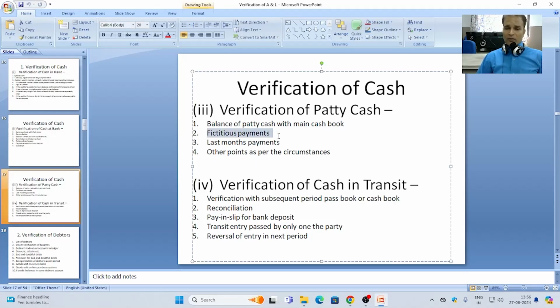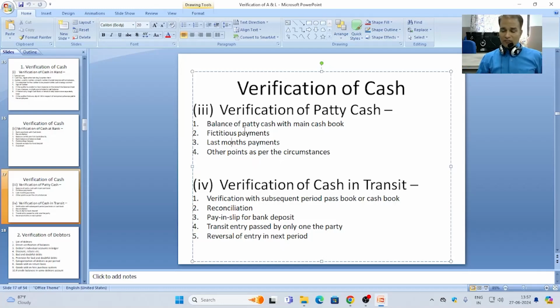He has to be very careful about fictitious payments, since a petty cashier may think that, being small amounts, they are not so important and use them for fictitious payments. The auditor is required to very carefully check the petty cash book in the last days of the month or the last month of the accounting period, because these are the gray areas when the petty cashier tries to manipulate or make fictitious payments. As per the circumstances, the auditor can check other points related to the petty cash book.